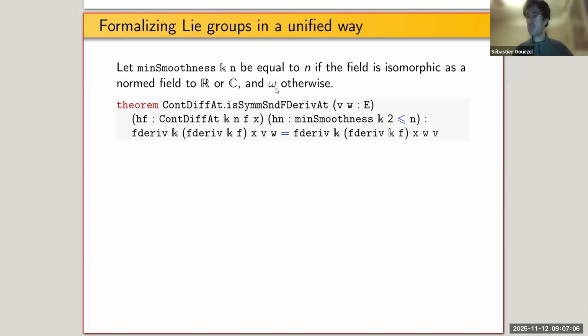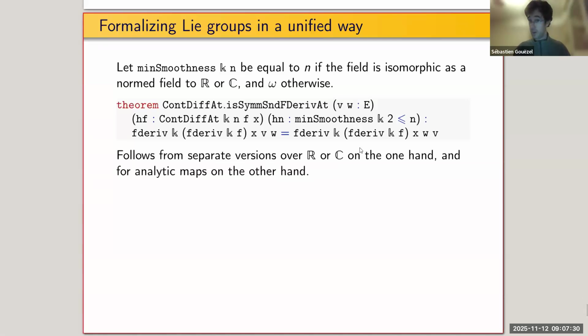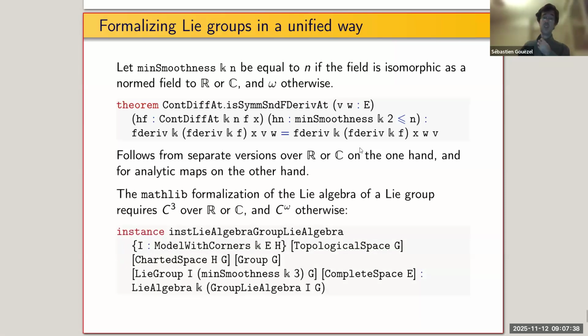I'm listening to Bourbaki. Bourbaki told me, if the field is not R or C, don't try to do something crazy. Just look at C omega functions. I'm doing what Bourbaki is telling me to do. And then under these smoothness assumptions, second derivatives are symmetric. It's proved separately over R or C, and for analytic maps, following essentially the proofs I've given on the previous slide. And then once you have that, you can formalize the Lie algebra of a Lie group in a unified way.